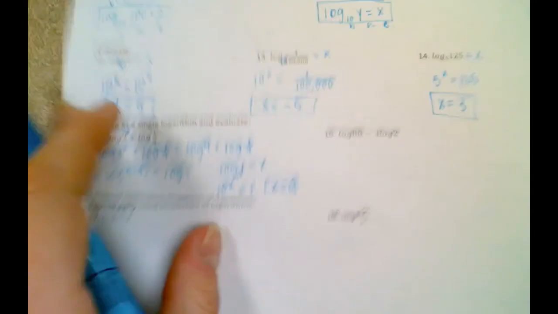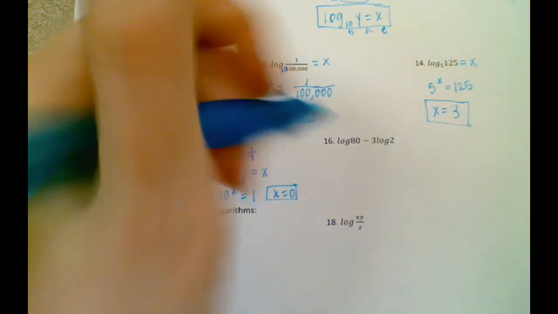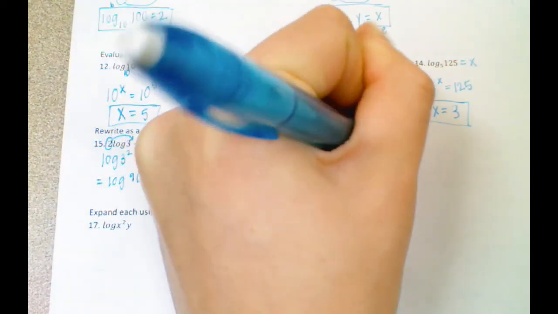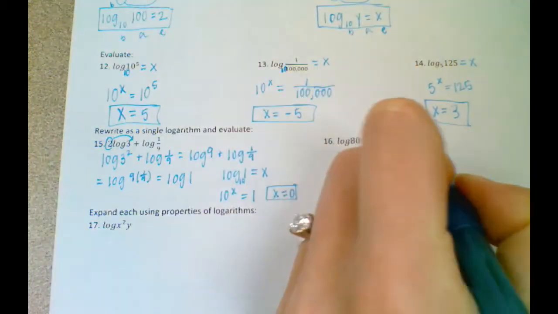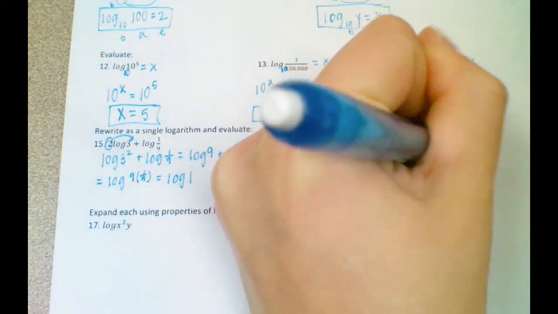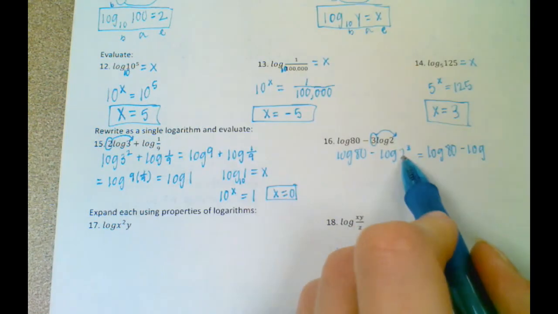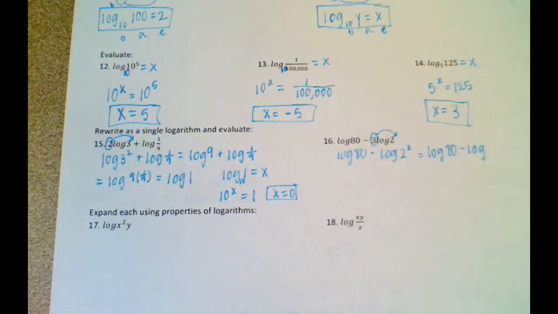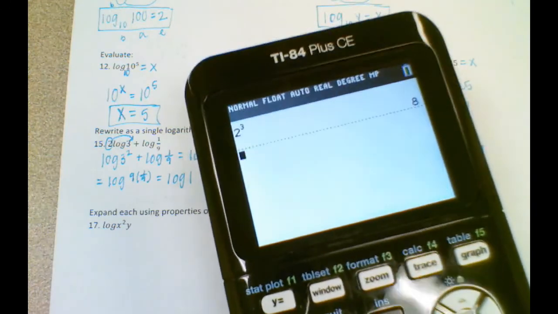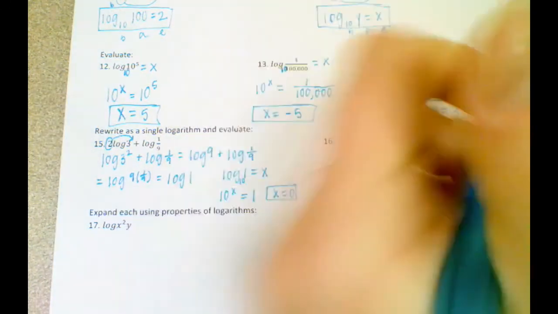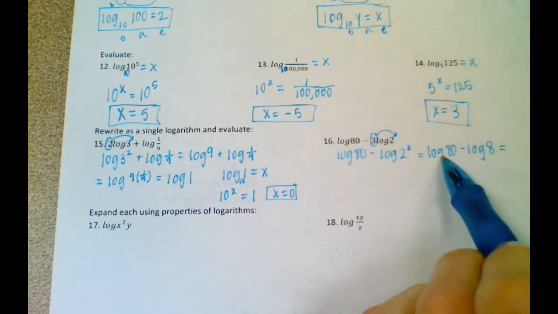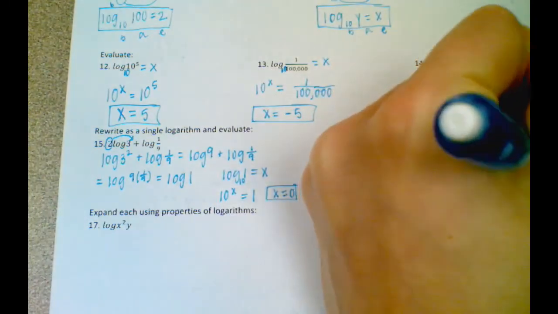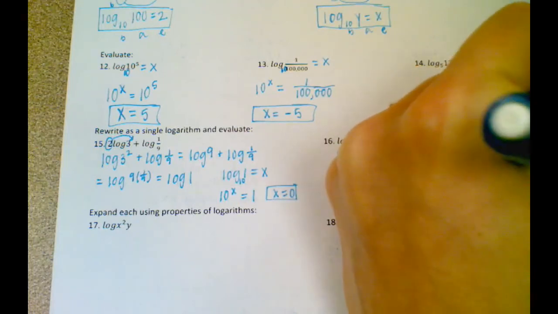All right, number 16. All right, we do have a number out in front again, so let's move that guy. So log of 80 minus log of 2 to the third, which gives us log of 80 minus log of, remember this is not 2 times 3, be careful there. That means 2 times 2 times 2. If you don't know what it is, type it in your calculator. It's 8. And because we're subtracting, we can divide the numbers inside the log, because they have the same base. So it's log 80 over 8.